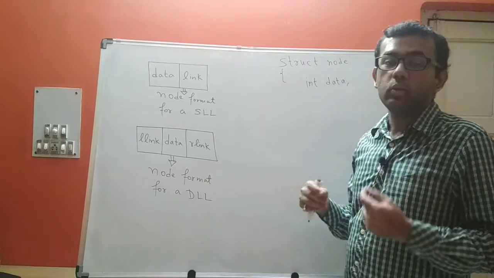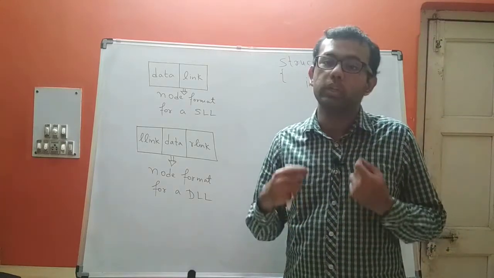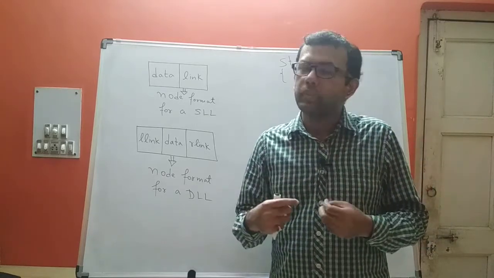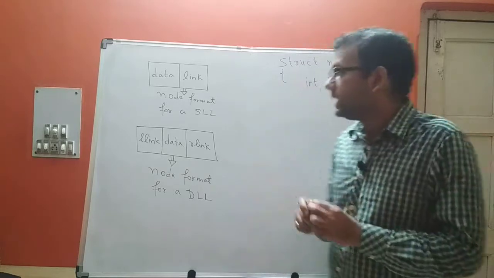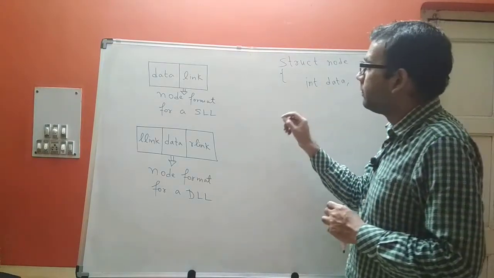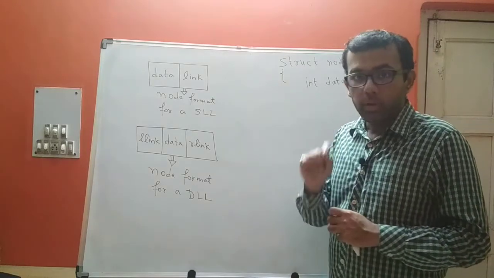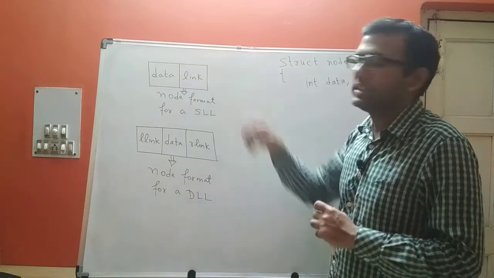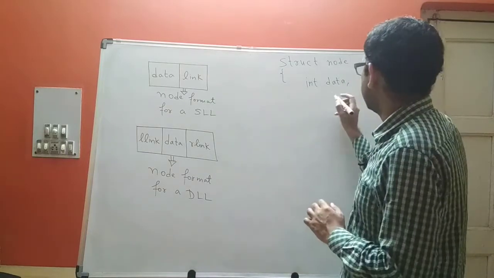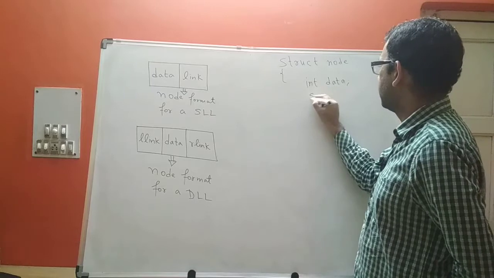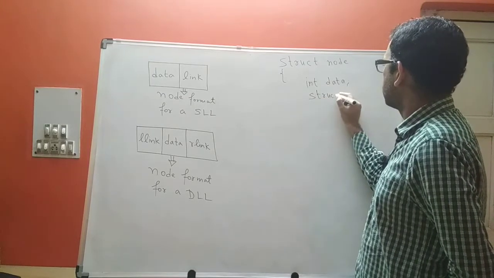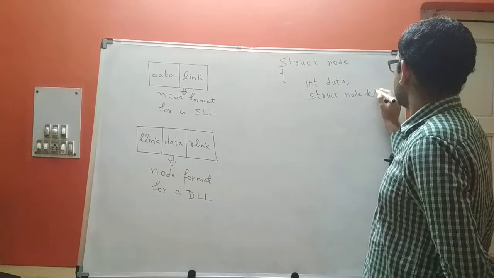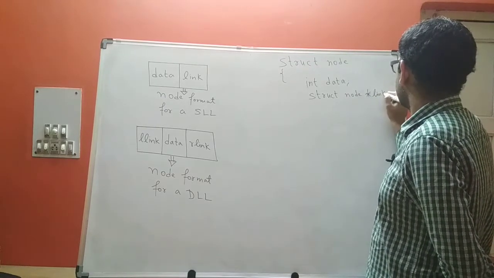Now the question is, what will be the type of this pointer? Will it be a pointer to integer? Will it be a pointer to character? Will it be a pointer to float? What will it be a pointer to? See, it will be a pointer to a variable which is able to hold a node address. Think about it. Let me just write the line here. So I'll say struct node star link.